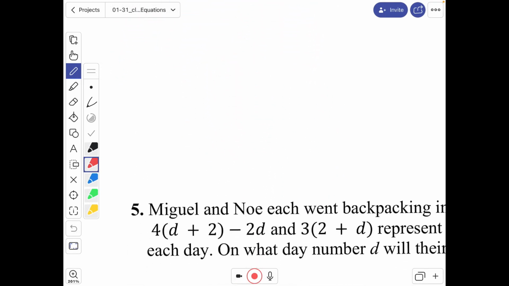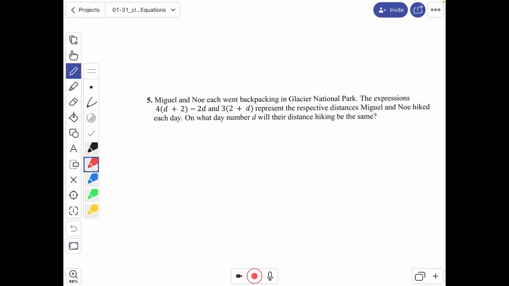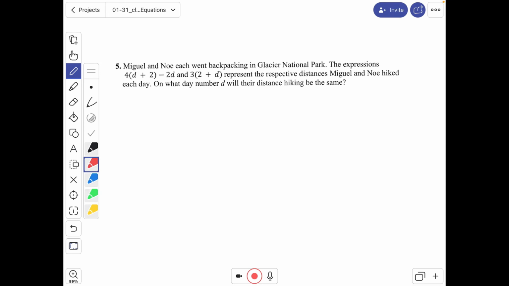Okay, let's look at number 5, the word problem. Miguel and Noe each went backpacking in Glacier National Park. The expressions 4 times d plus 2 minus 2d and 3 times 2 plus d represent the respective distances Miguel and Noe hiked each day. On what day number d will their distance hiking be the same?